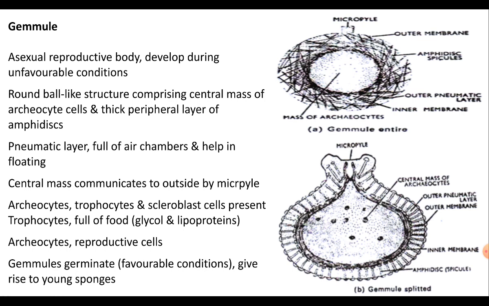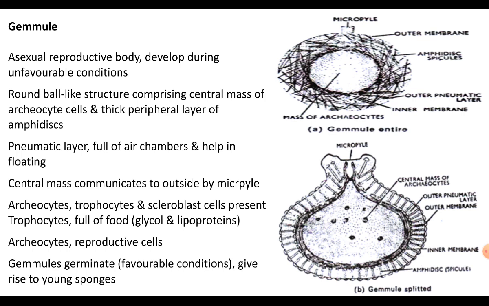Gemmules are resistant to extreme conditions such as desiccation, freezing, and also anoxia, that is lack of oxygen, and they can lie around for long periods of time. The gemmules are formed in freshwater sponges, for example Spongilla. During unfavorable conditions, the archaeocytes of the body will group together. These archaeocytes are filled with glycoproteins or lipoproteins.